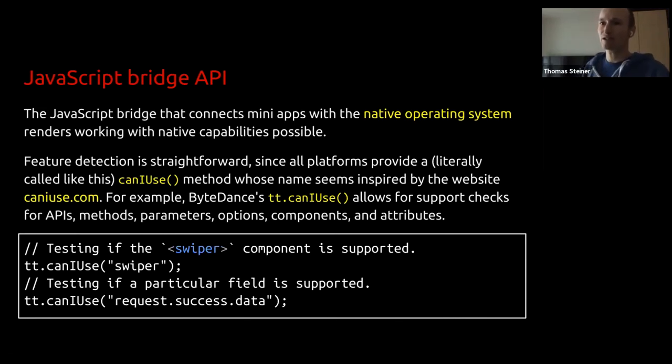So for example, for ByteDance, it's called tt.canIUse. And you can test for any kind of thing. So for example, you can test, does the current device support the swiper component? If you remember a couple of slides back, I had the swiper component, the carousel. You can just ask tt.canIUse swiper, and then the response will be yes or no. You can also test if a particular field is supported. So it's not limited to components. It's also open to any kind of lower level fields that may be present in only certain things. So feature detection is super easy just because everything is possible through can I use.